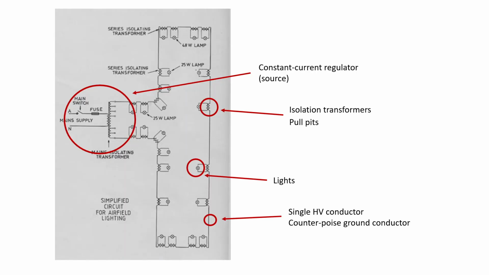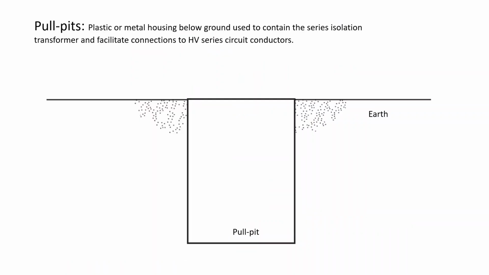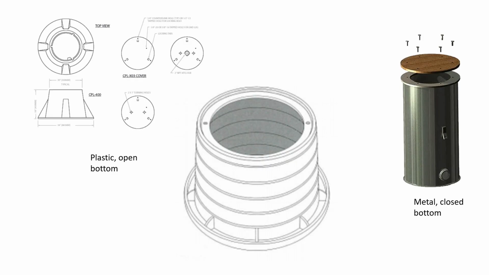A basic runway lighting system consists of a constant current regulator, which is the source, isolation transformers, which are in pulpits, lights, and single high voltage conductors, as well as sometimes a counterpoise ground conductor. The pulpits are a plastic or metal housing below ground used to contain the series isolation transformer and facilitate connections to high voltage series circuit conductors. They can look like this, plastic with an open bottom, or they can be metal with an entirely closed bottom.